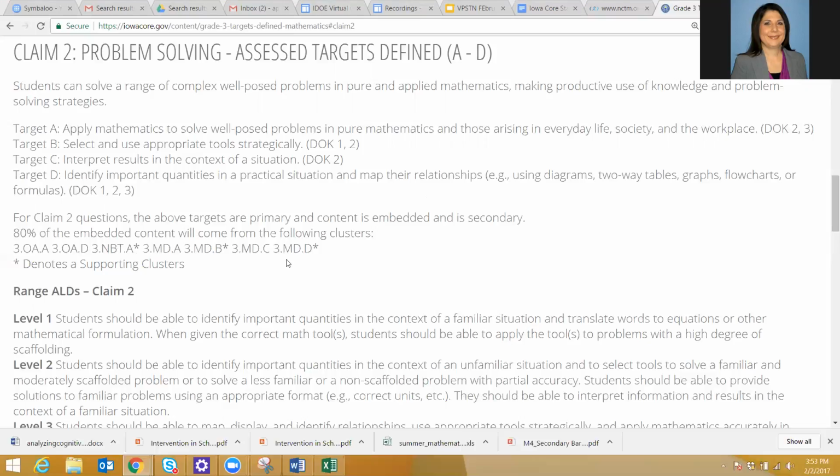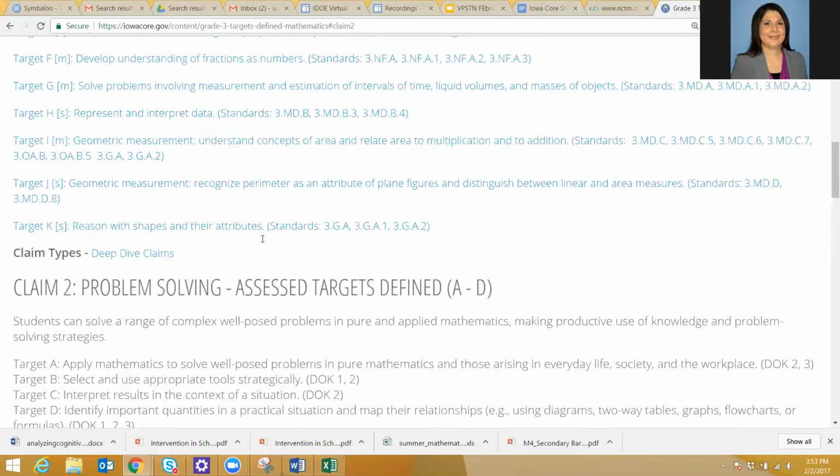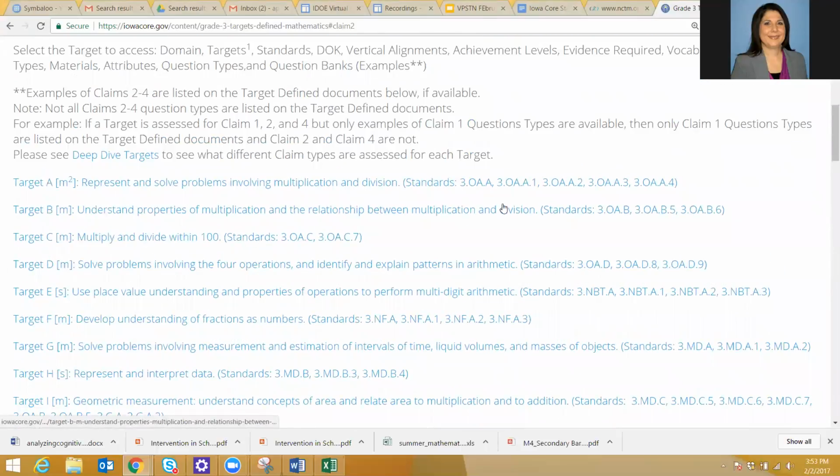So if we scroll up here to our assessment targets, and then we see under 3OA, I have these standards: represent and solve problems involving multiplication and division. That makes sense that that would go with problem solving, right? So we would want to use problem solving and those targets below that are aligned to the standards for mathematical practices to have kids solve problems that involve multiplication and division.